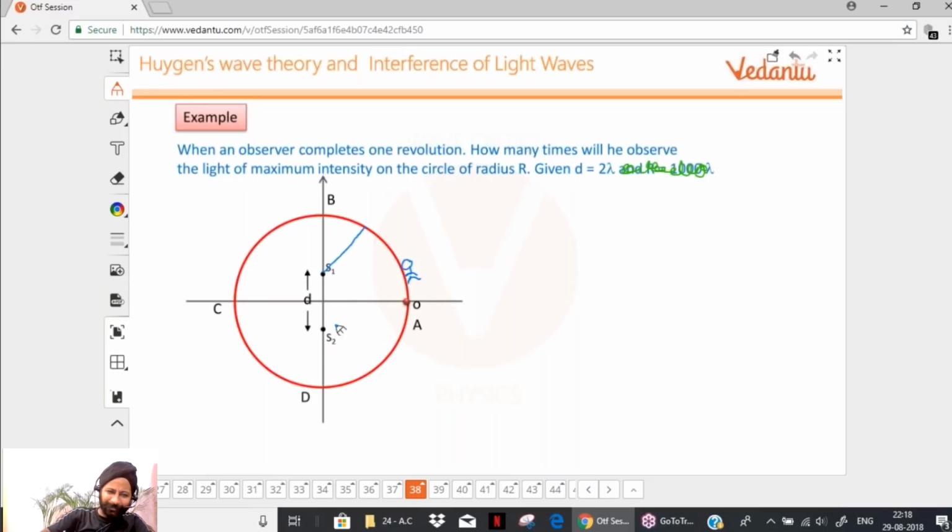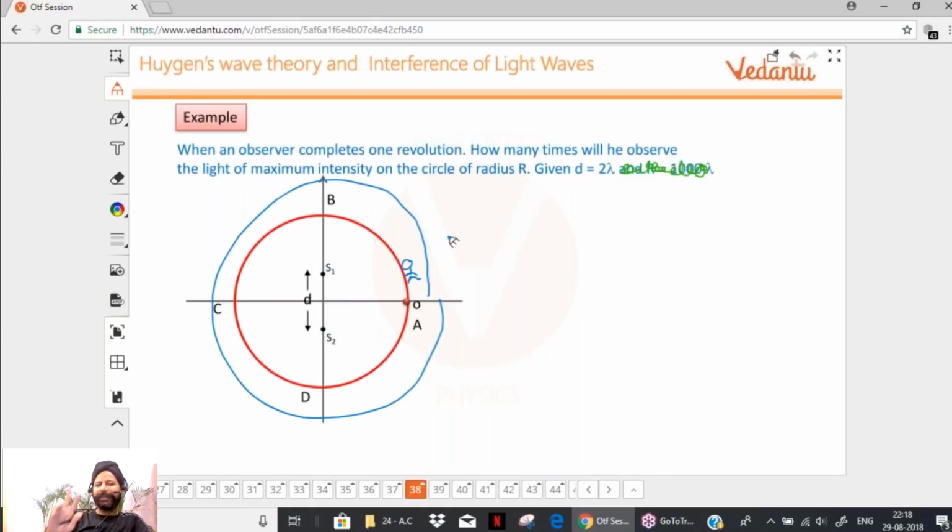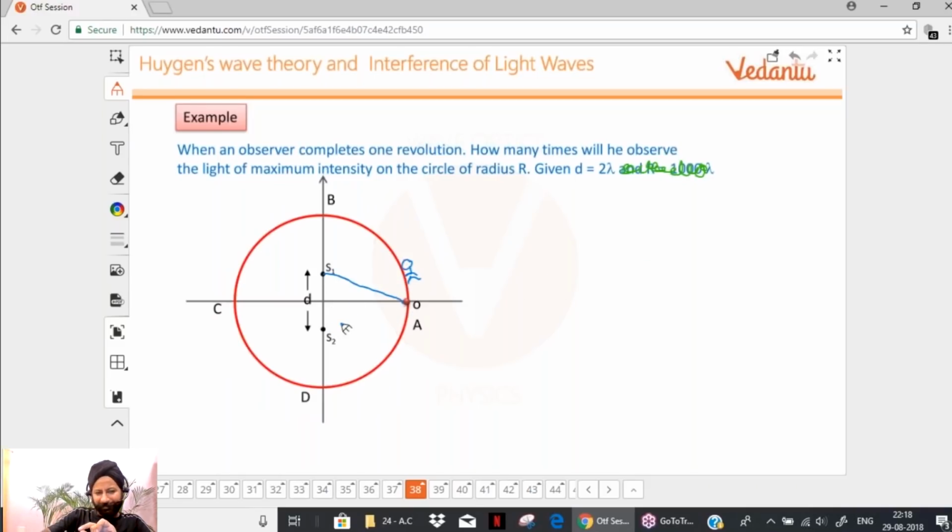And as you're going more and more here, this is more and more distance, and that is less and less distance. So you have to find, when you start here and come back here, how many times you see the maximum intensity. Maximum intensity will be when the difference in path here and here is either 0 or lambda or 2 lambda or 3 lambda or something like that. And this distance is 2 lambda. It's given to us. The distance between these two slits is 2 lambda. Please everybody work on this. I'm giving you 3-4 minutes and I'm going to wipe out everything so that it doesn't clutter.